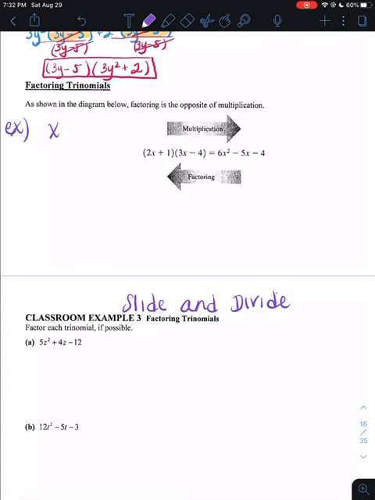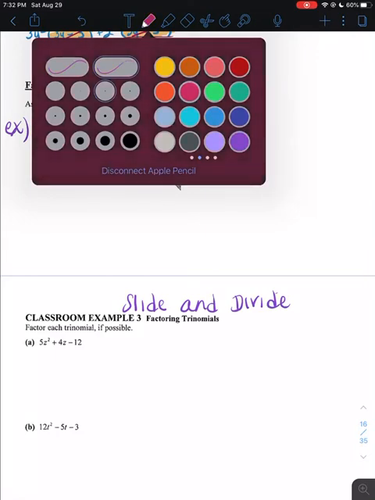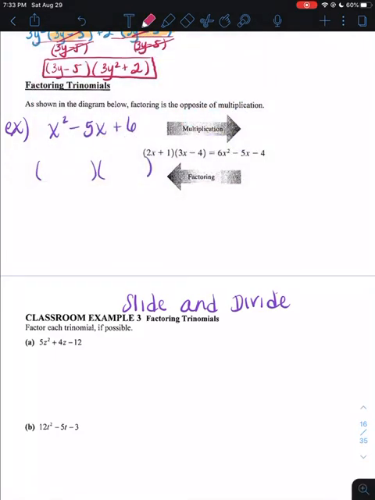So here you have x squared minus 5x plus 6. When you factor in this form, your goal is you're going to have these two parentheses. So this is for trinomials. You have two parentheses. What's in both parentheses first should multiply and give you x squared. Well, the only way you can get x squared is just x times x.